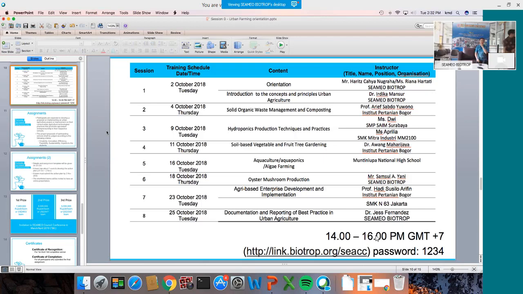For the seventh session, and this will be on Tuesday, October 23, we will have Professor Hadi Susilo Arifin from the Institute Pertanian Bogor, and also some teachers and students from the Agricultural Vocational School number 63 in Jakarta, share their experiences on agri-based enterprise development and implementation. So SMK Negeri 63 Jakarta has been doing a lot of enterprise activities through their urban agriculture projects.